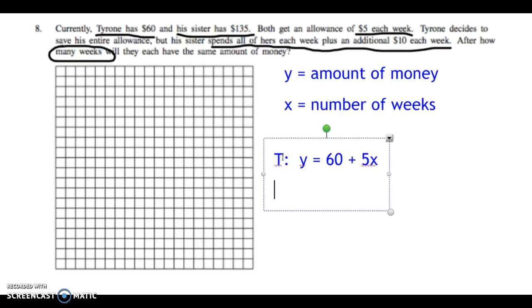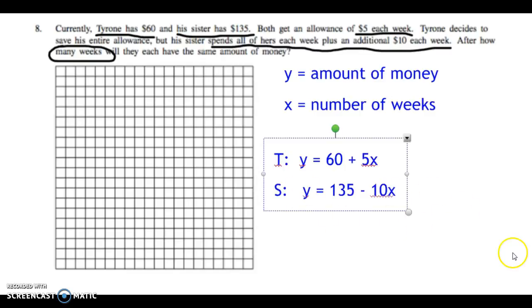Whereas his sister, who we'll call S, the sister, her amount of money, which I'm still going to use y for, because y is just the amount of money, is going to be equal to $135 because she starts with more. She's spending all of her allowance, and she's spending an additional $10 each week. So every week, she's losing $10. So that's $10 loss per week.